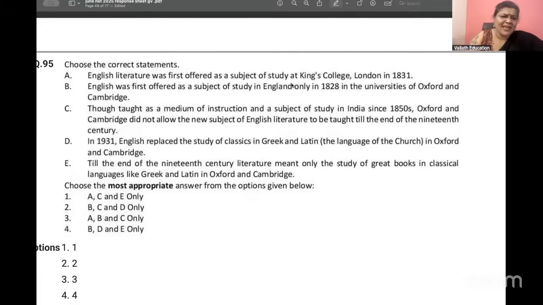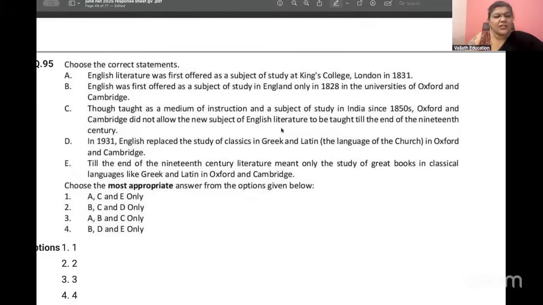Doesn't look like that. Hey, no. English language must have been there before that. Do you mean to say that in Milton's time there was no English language in universities? Do you mean to say that in Wordsworth's time there was no English language in universities? No. In Cambridge, Wordsworth studied English. Definitely B is wrong. Though taught as a medium of instruction and a subject of study in India since 1850s, Oxford and Cambridge did not allow the new subject of English literature to be taught till the end of the 19th century. Maybe correct, we don't know.